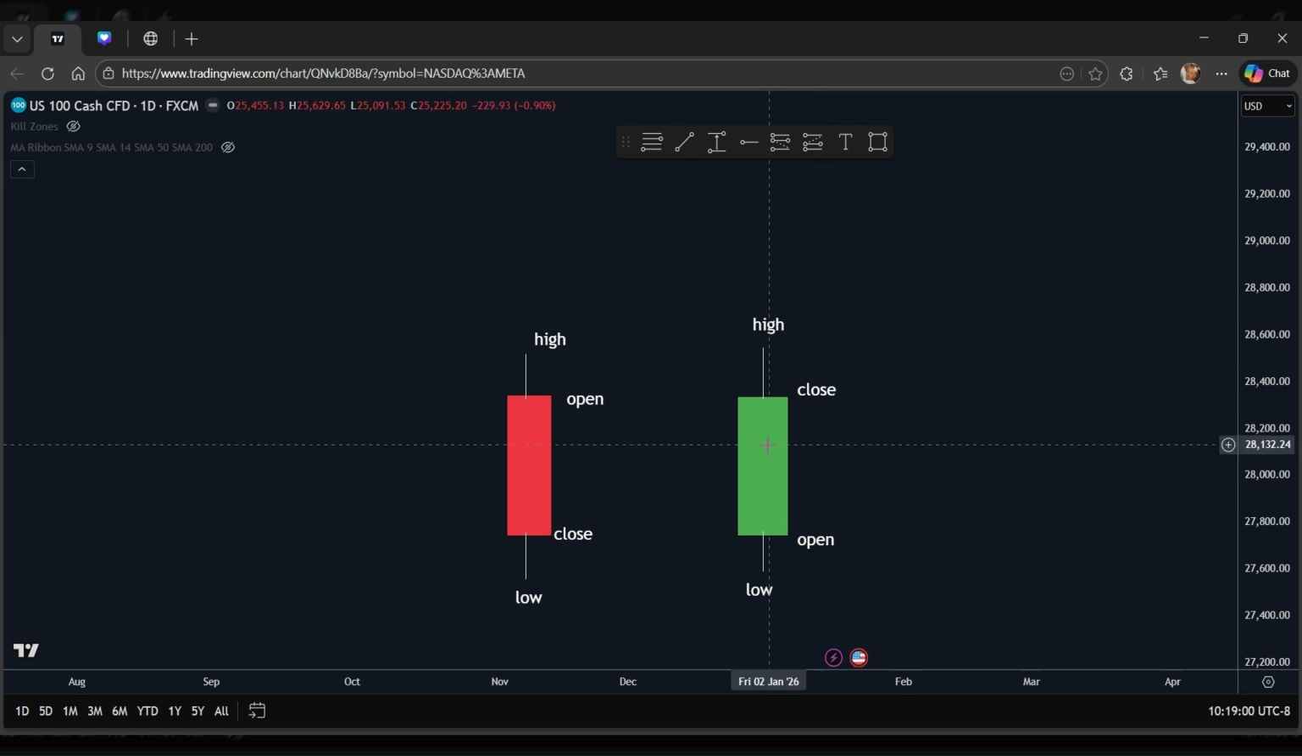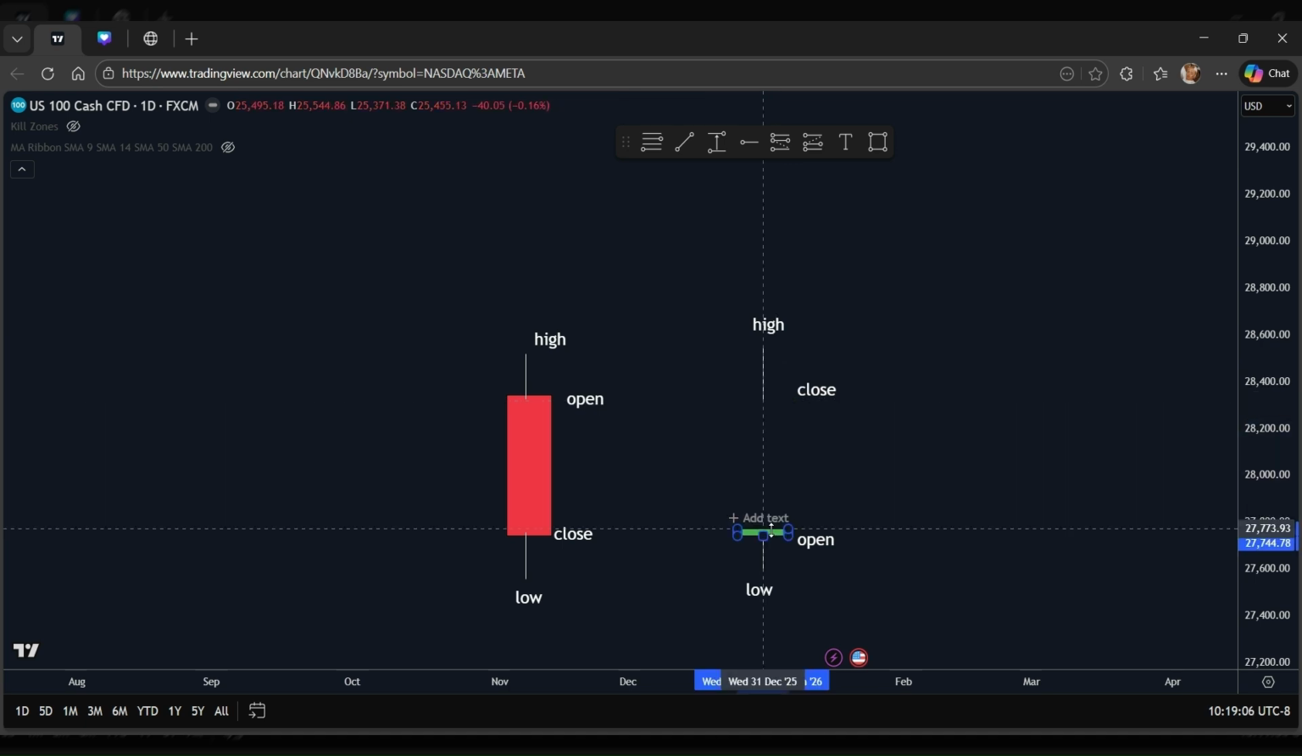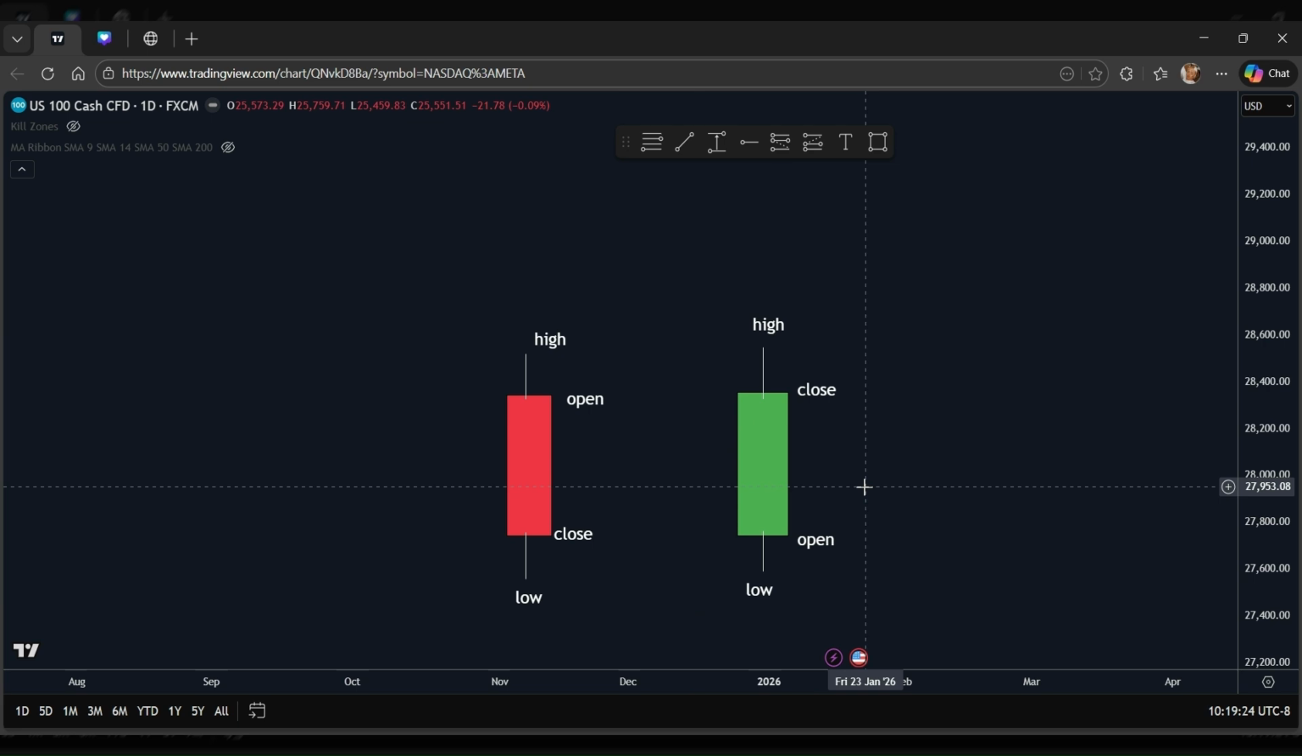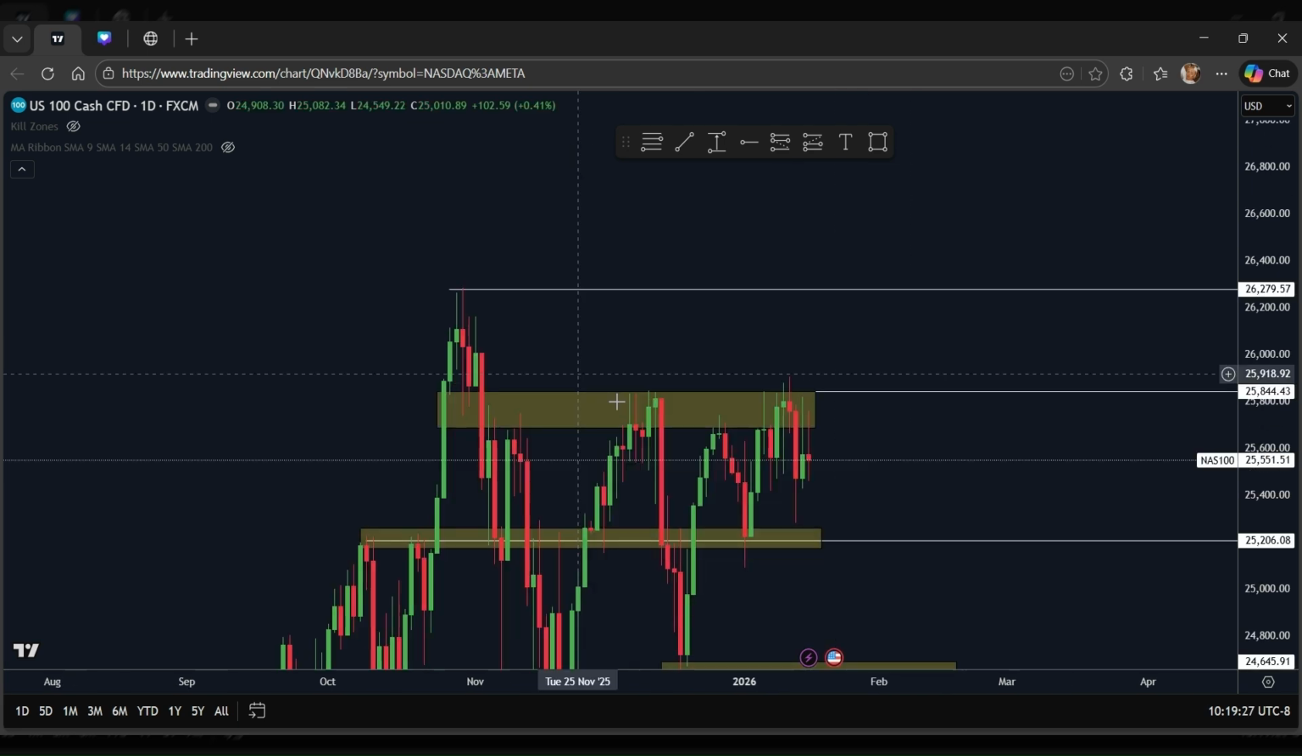I don't want to spend too much time on this. It's pretty simple, but yeah. Price opened here, went down, turned red, came back up. The candle looked like this at one point. It looked like that at one point. Price kept pushing up. Hit this high, but then pushed back a little bit lower and ended up closing right there. That's how candlesticks work, right?